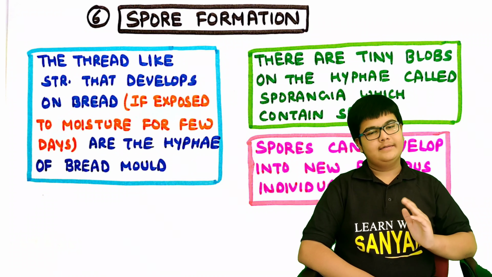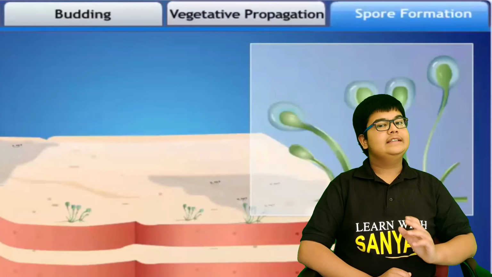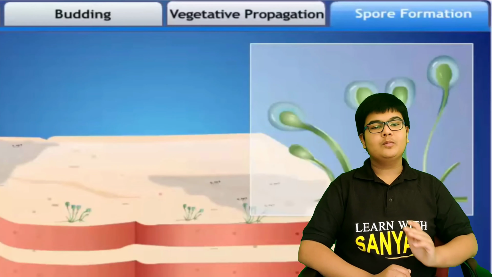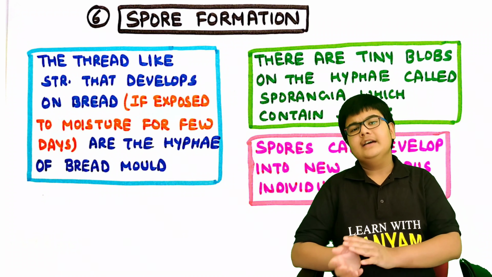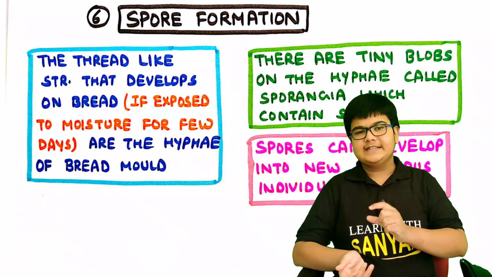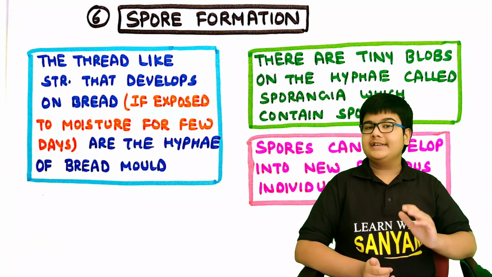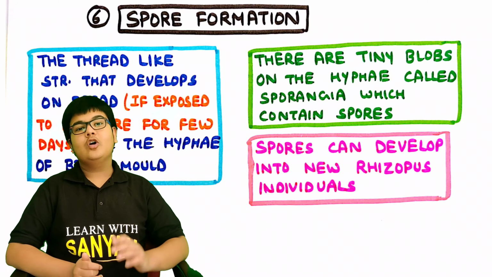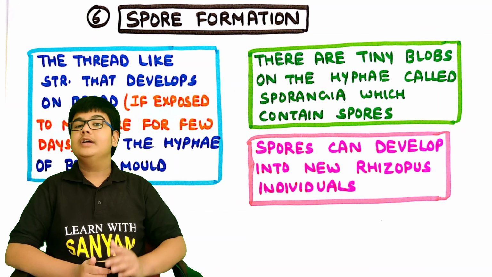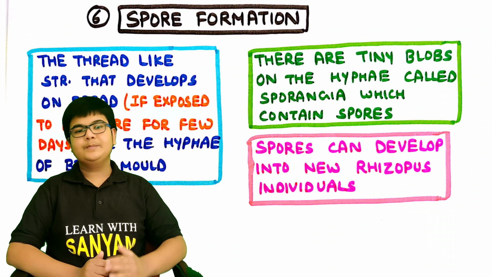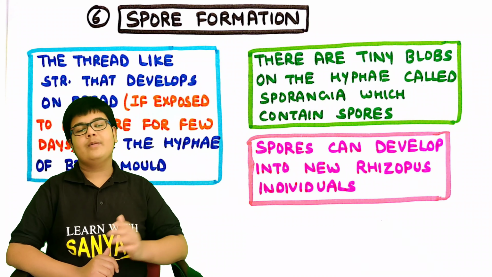And the sixth mode of asexual reproduction is spore formation. The thread-like structures that develop on bread if exposed to moisture for a few days are the hyphae of bread mold. If you leave bread for a few days in the open, then you may have seen that some black spots develop on it. These are the bread mold. Now, there are tiny blobs on the hyphae called sporangia, which contain spores. These spores can develop into new rhizopus individuals. Rhizopus is nothing but bread mold. So in this way, bread mold reproduces by spore formation.